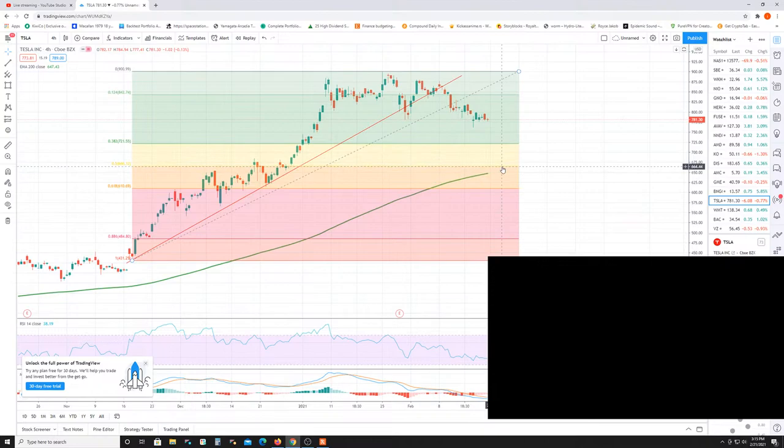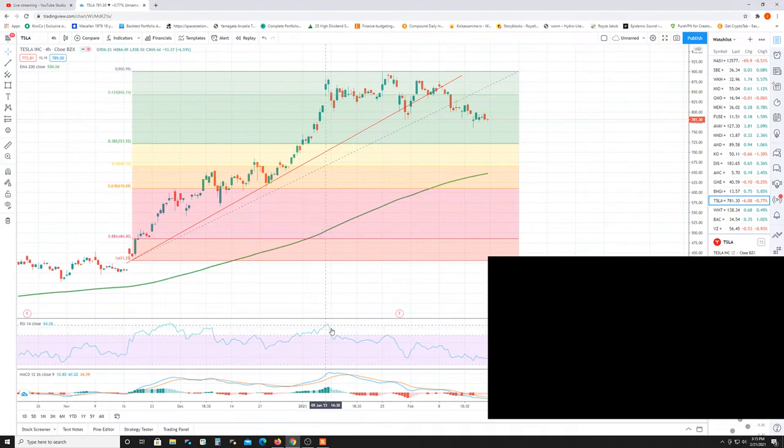All right, we all knew right here, if you watched my last video, you know that Tesla was oversold right here on the RSI. It was probably time for a good pullback, especially when we seen that the MACD had crossed right here. It kept trading up, but we knew it was time for a pullback, and it's finally pulling back.